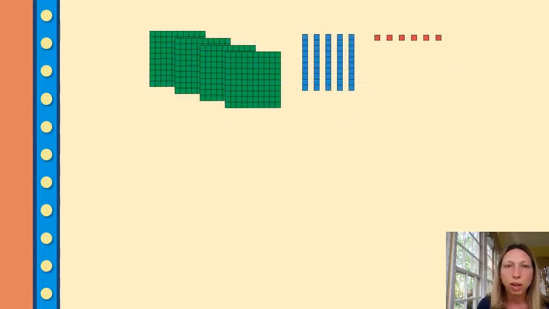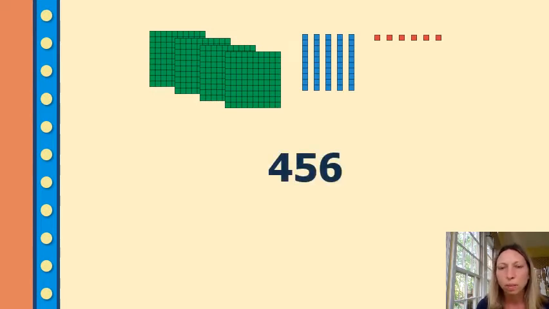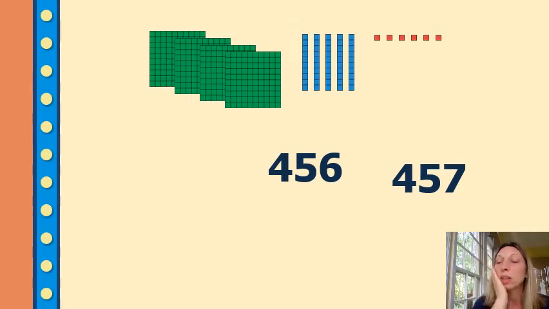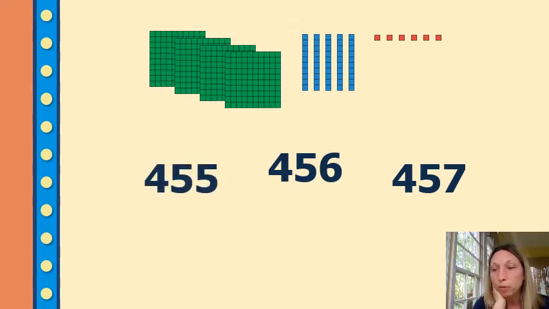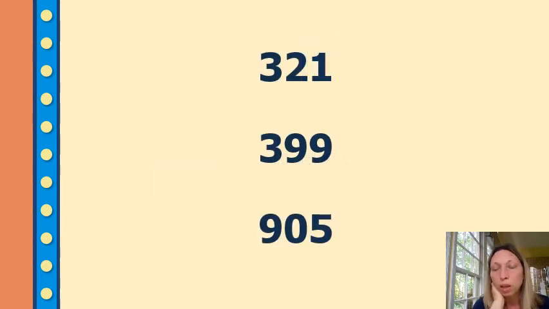If we look at this, we count out 1, 2, 3, 4 hundreds, 1, 2, 3, 4, 5 tens, and 1, 2, 3, 4, 5, 6 ones. So we should have 456. What they're going to do next is the PowerPoint is going to show you one more, which would be 457. So what would be one less than 456? That would be 455.